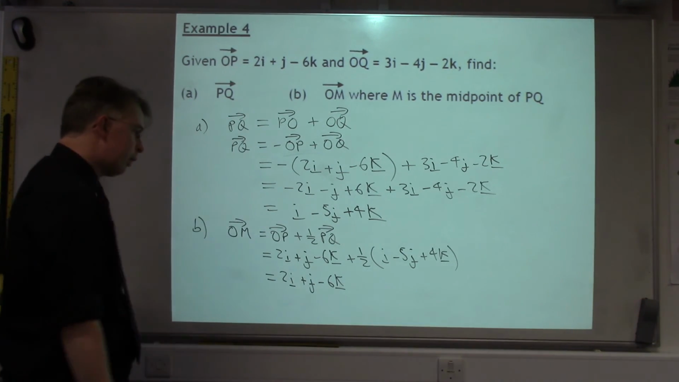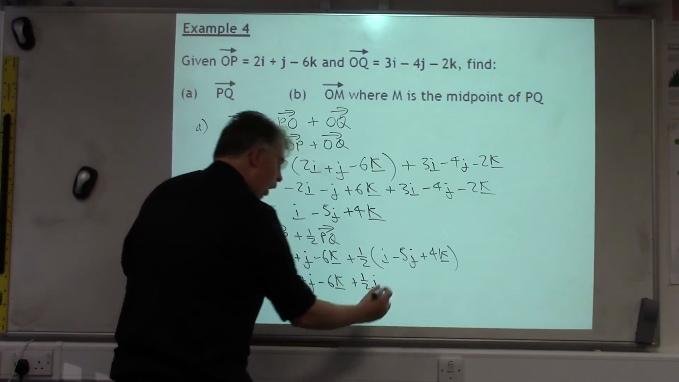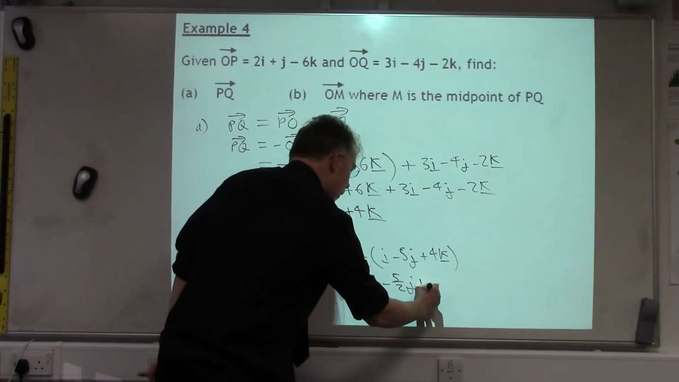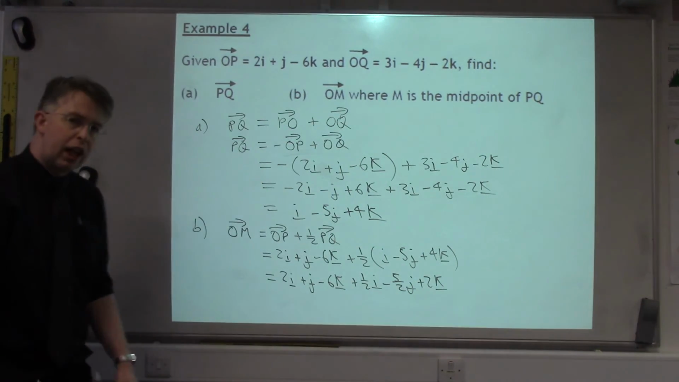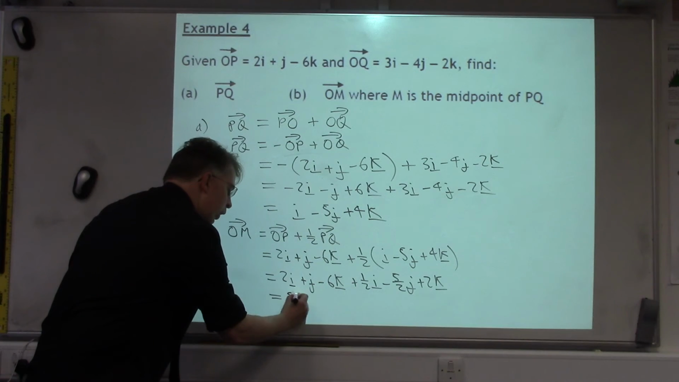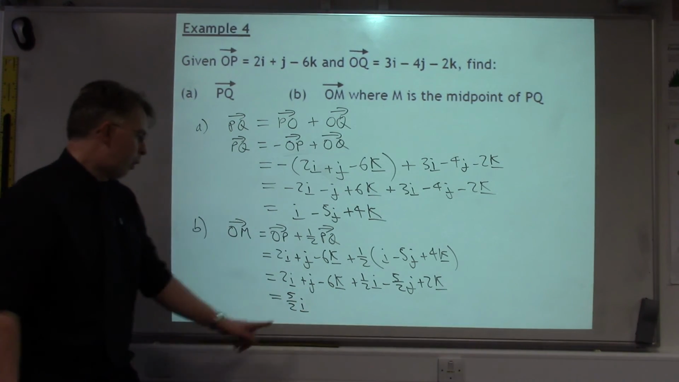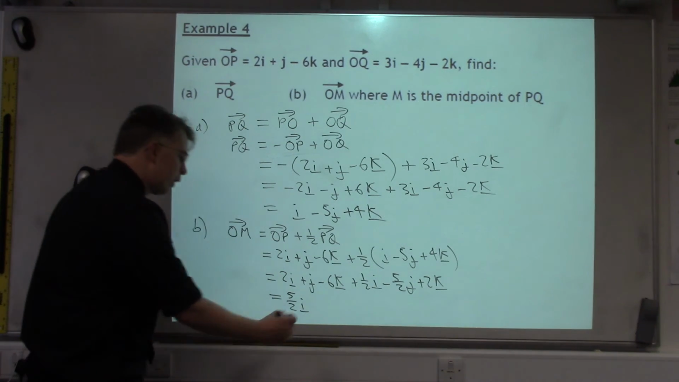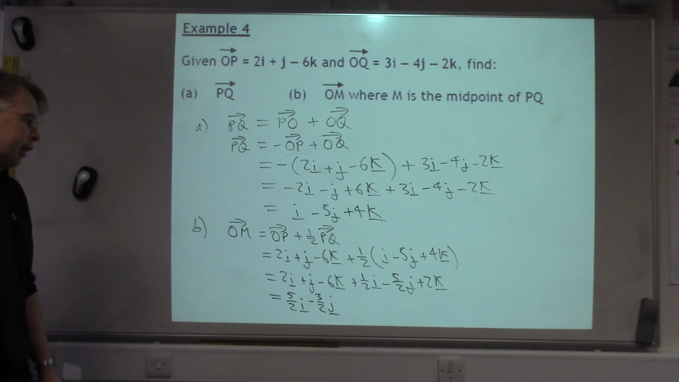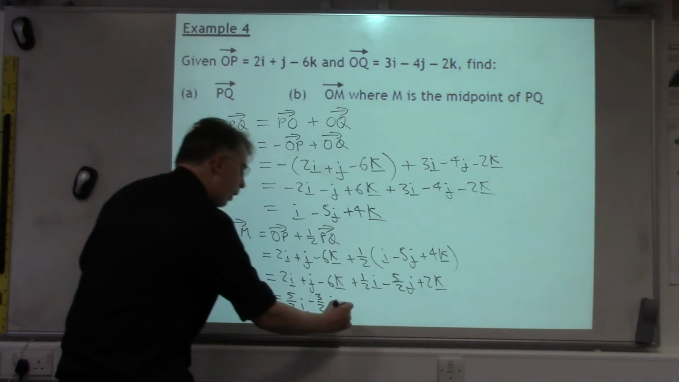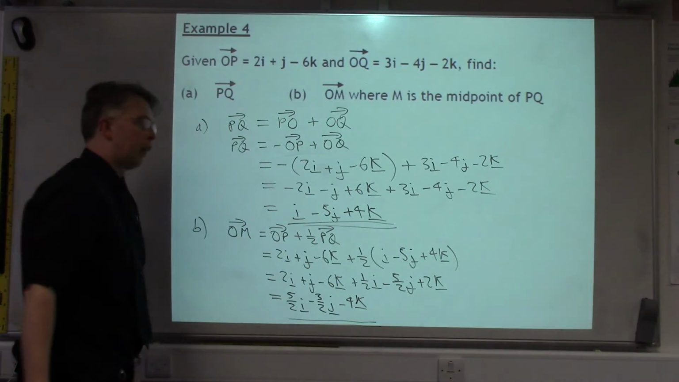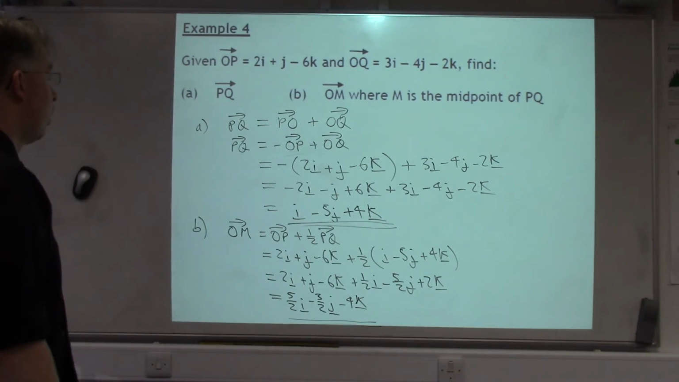As last time, multiply out the brackets, so half i minus 5 over 2j plus 2k, and then we collect our like terms. So 2i plus a half is 2.5 or 5 over 2i. 1j minus 5 over 2j will give us minus 1.5 or minus 3 over 2j. And minus 6k plus 2k gives us minus 4k. And that gives us our answer to example 4.